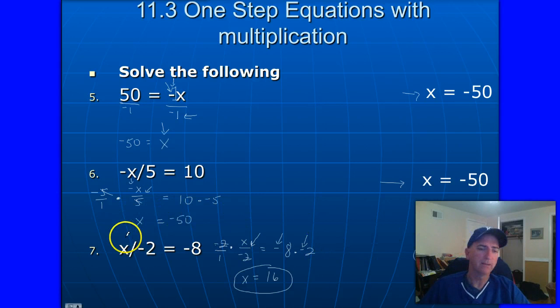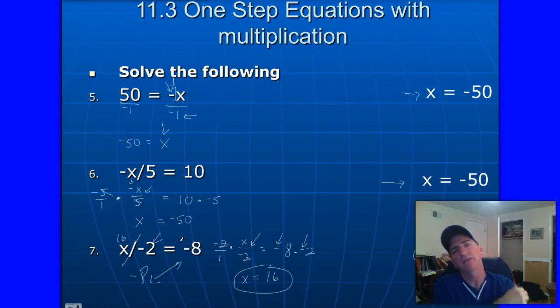You want to check that one? Stick 16 right in there. 16 divided by negative 2 is equal to negative 8. So there you go. That's the basics of solving equations with addition, subtraction, multiplication with negative numbers. Next video, what we have to talk about is what are we going to do if we have 2 things happening to the variable, and that's a 2-step equation coming up next.